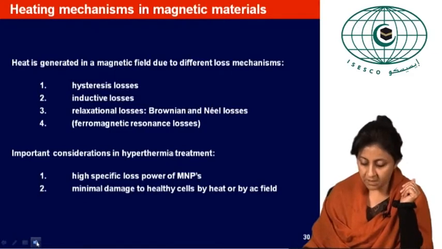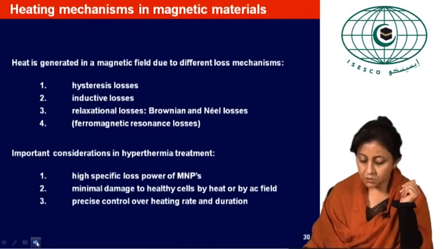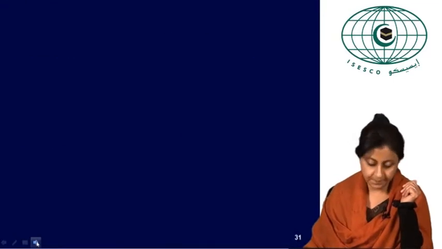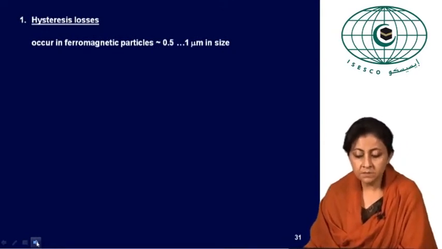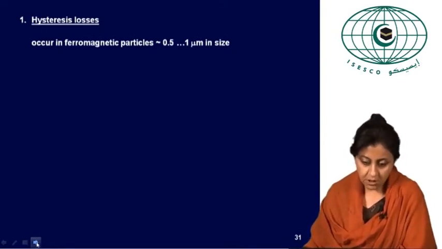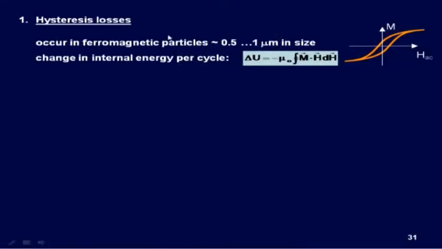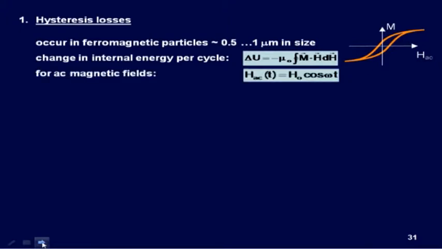There should be minimal damage to healthy cells by heat or by the AC field. There should be precise control over the heating rate and duration. Hysteresis losses occur in ferromagnetic particles, which are about 500 nanometers to 1 micron in size. The change in internal energy per cycle of the magnetic field is given by the integral of M dH, and the amount of energy generated is given by the area of the magnetization hysteresis loop.